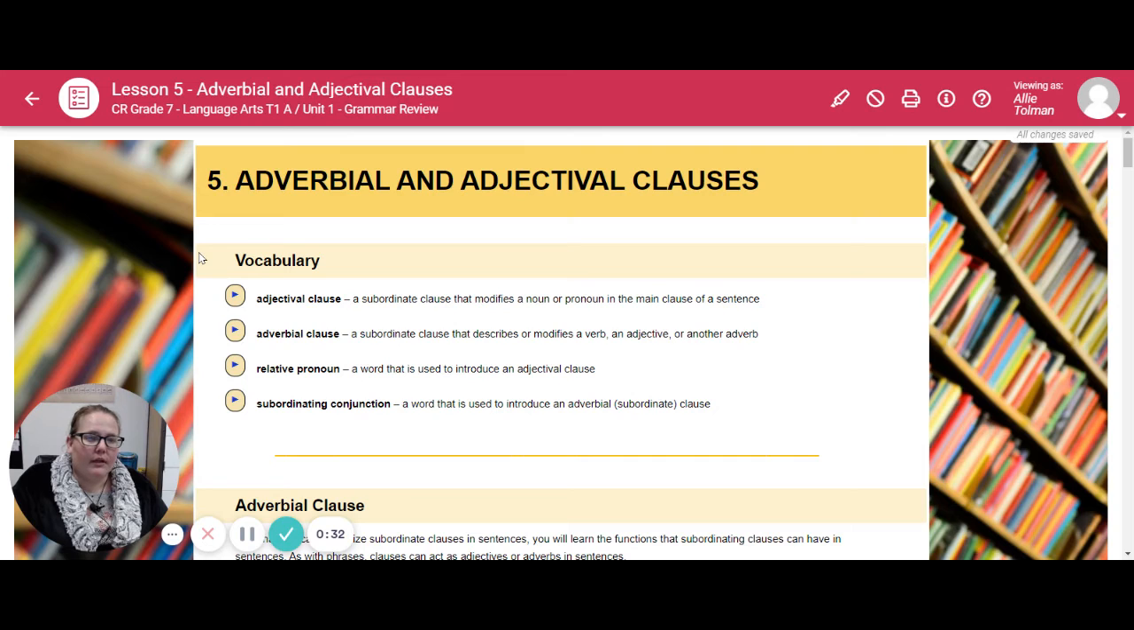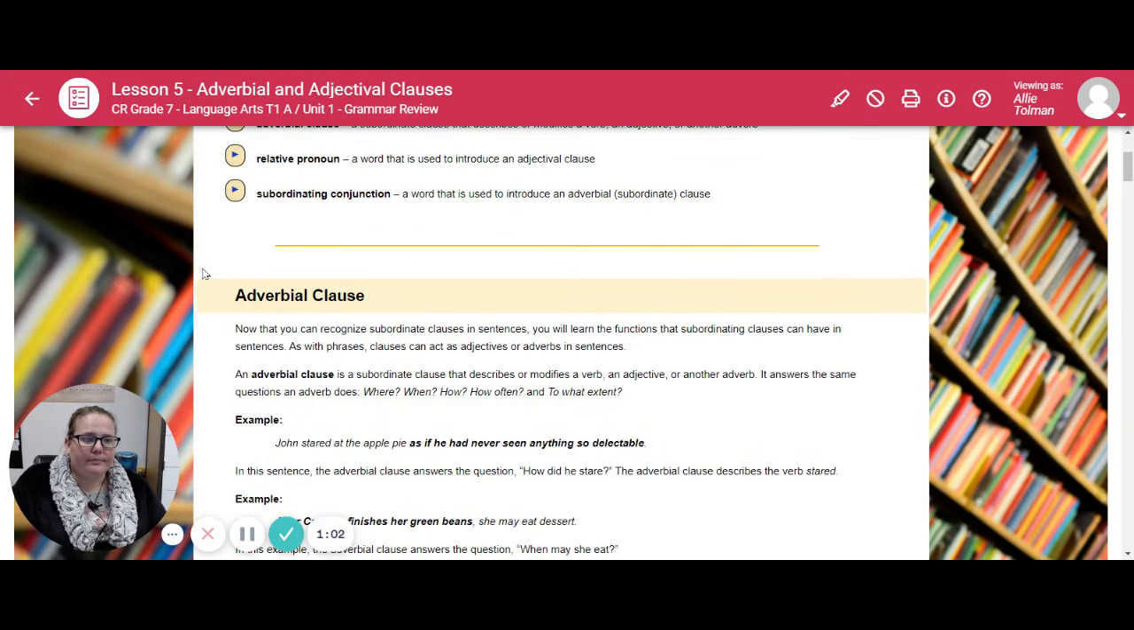Here is our vocabulary. We have adjectival clause. It's a subordinate clause that modifies a noun or pronoun in the main clause of a sentence. An adverbial clause is a subordinate clause that describes or modifies a verb, an adjective, or another adverb. A relative pronoun. It's a word that's used to introduce an adjectival clause. A subordinating conjunction is a word that's used to introduce an adverbial or subordinate clause.